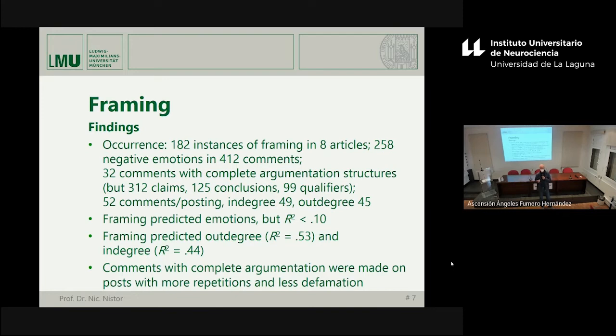What we expected most, that framing would predict emotions, especially negative emotions in the discussions. Well, the prediction was significant, but it didn't explain much. So the explained variance in the emotions is less than 10% explained by framing, so more or less non-significant for this study. But a result that I found amazing, actually, we could predict very much variance, 40–50% in out degree and in degree, so in social construction of knowledge.